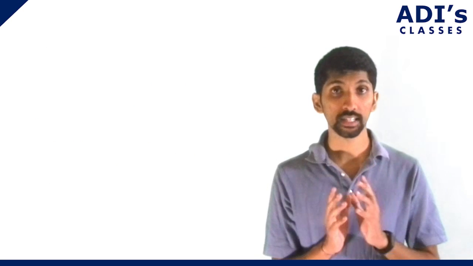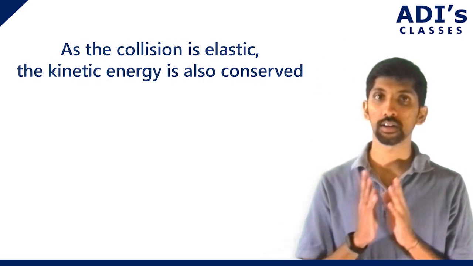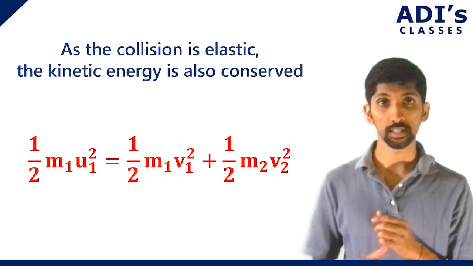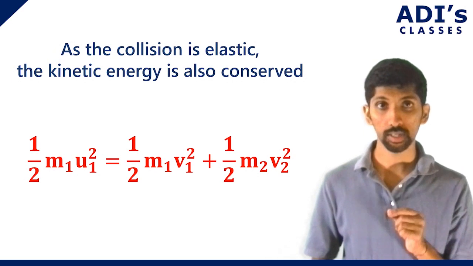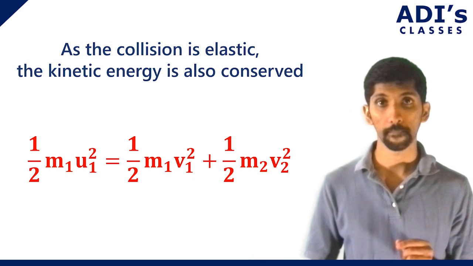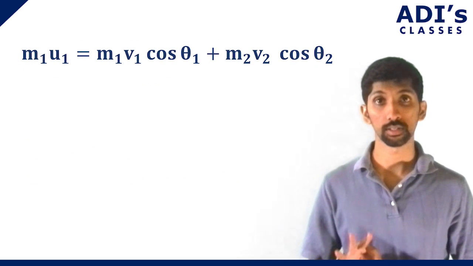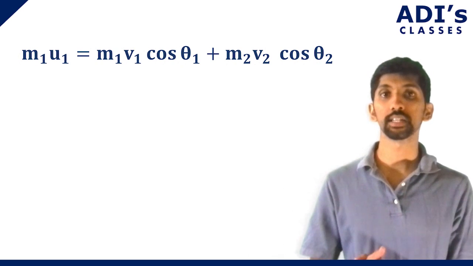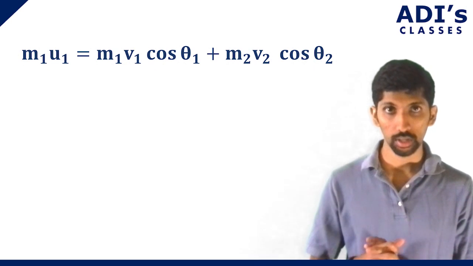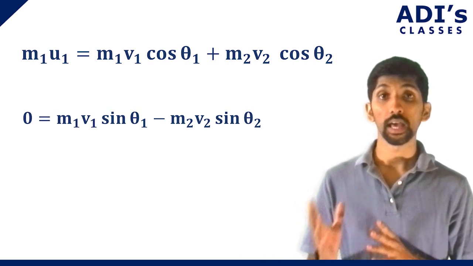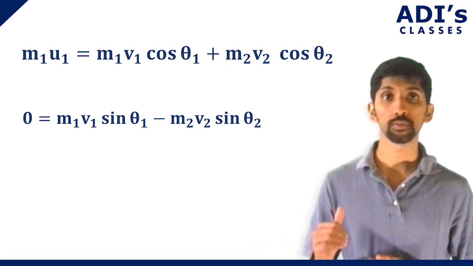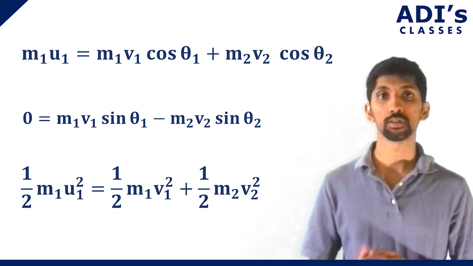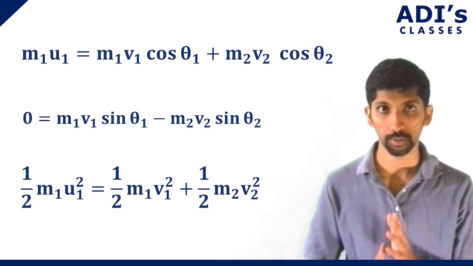Now this is an elastic collision, correct? That means kinetic energy has to be conserved. So we get half m1 u1 square is equal to half m1 v1 square plus half m2 v2 square. Now we have three formulas. The first one is m1 u1 equals m1 v1 cos theta 1 plus m2 v2 cos theta 2, the second is 0 equals m1 v1 sin theta 1 minus m2 v2 sin theta 2, and the third one is half m1 u1 square equals half m1 v1 square plus half m2 v2 square.